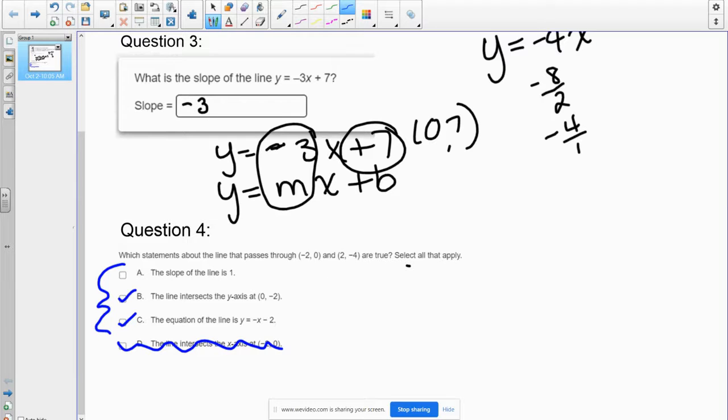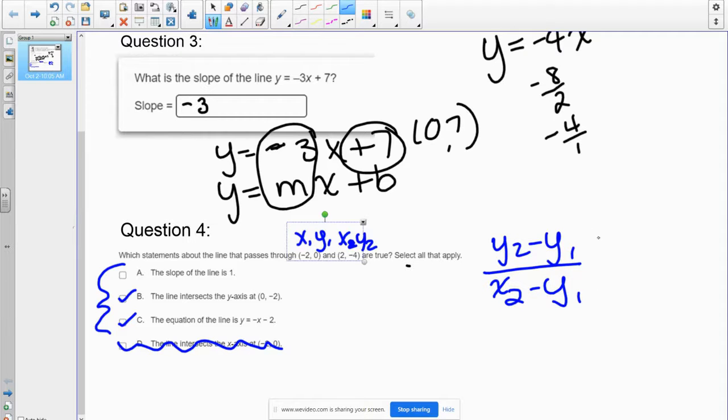If we go through it really quickly, remember, slope intercept, you have to find the slope first. Just do it the way it sounds. Slope intercept, slope first. So you're going to use x1, y1, x2, y2. And then remember, it's y2 minus y1 over x2 minus x1. So this is -4 minus your y1, which is 0. And then x2 is 2 minus your x1, which is -2.